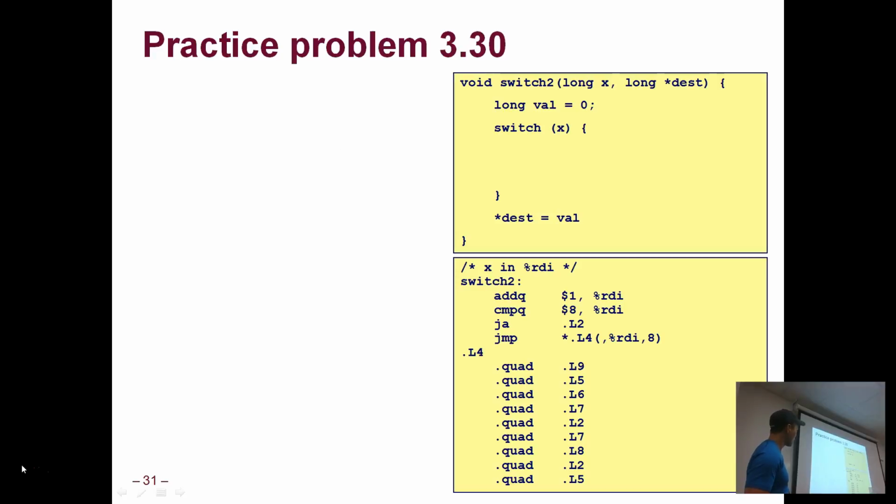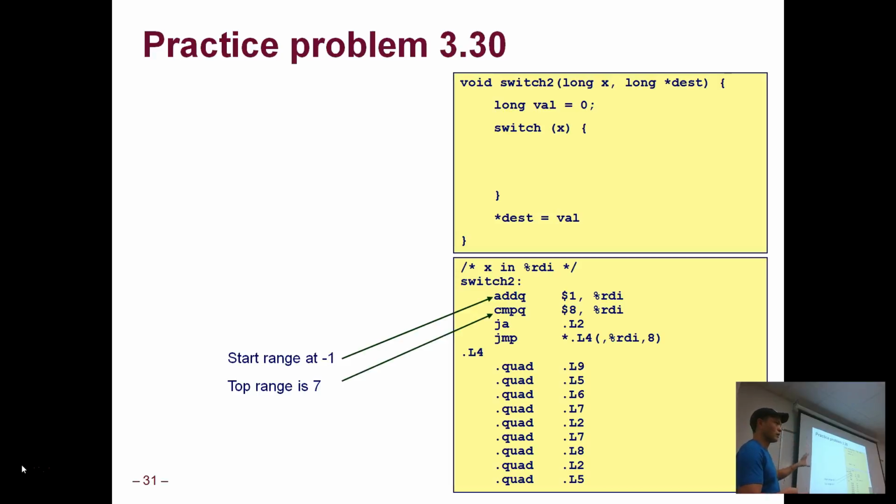So let's walk through this. Because you're offsetting the index by adding 1 to it, the range is really starting at -1. And that puts the switch table up to 0. And then you're going to compare to see if what's left over is above 8. So that means the top of that range is 7. And then anything, after you add 1, above 8 is going to go to the default case. All right, so the default goes to L2.